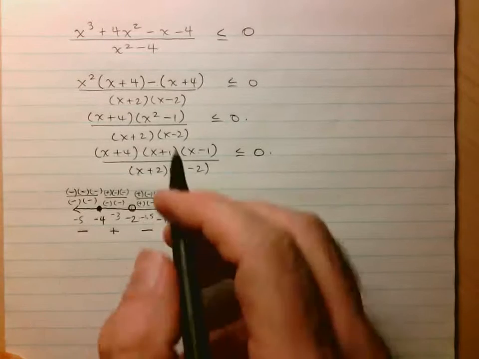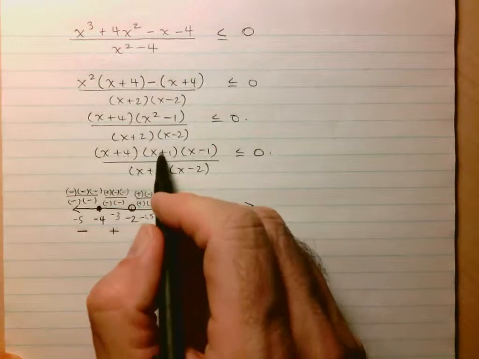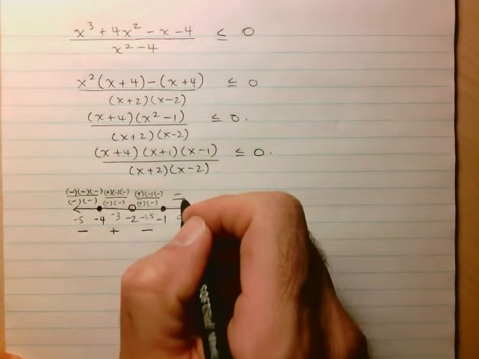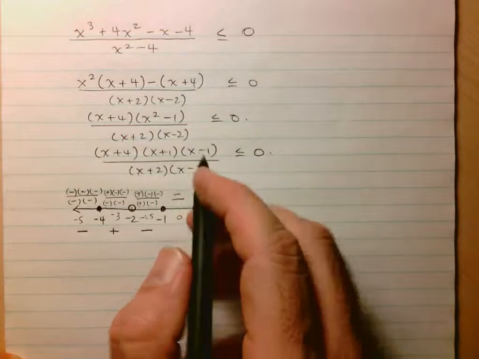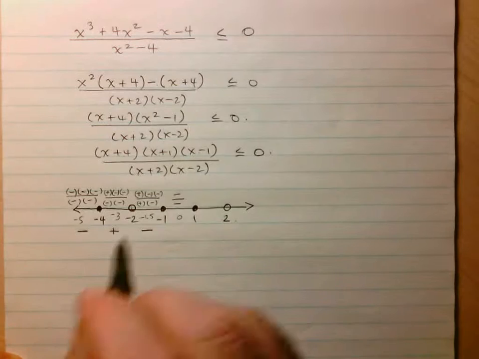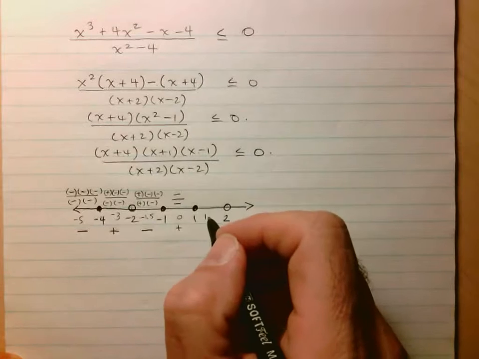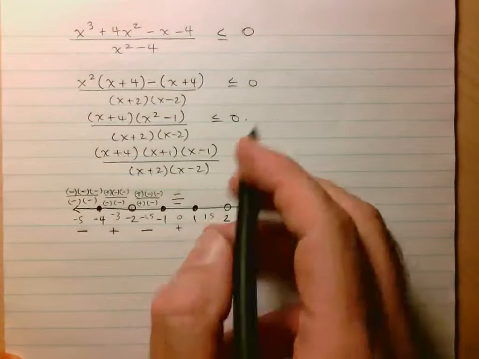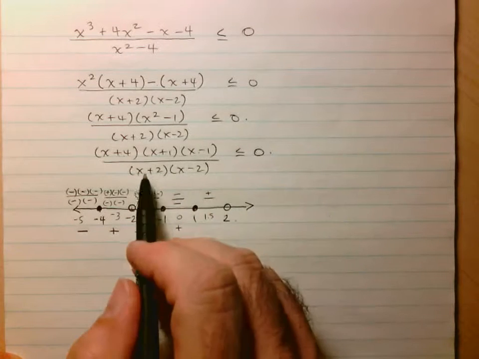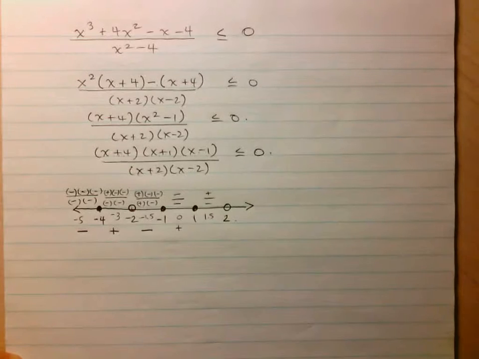Here, let's pick 0. So positive, positive, negative. Okay, positive, positive, negative means I'm going to have negative in the numerator. And here, 0 plus 2, positive, 0 minus 2, negative. So I'm going to have a negative in the denominator. Negative over negative, positive. Let's pick 1.5 here, between 1 and 2. Positive, positive, positive. Positive in the numerator, but 1.5 minus 2 is negative. So positive divided by negative, automatically negative.